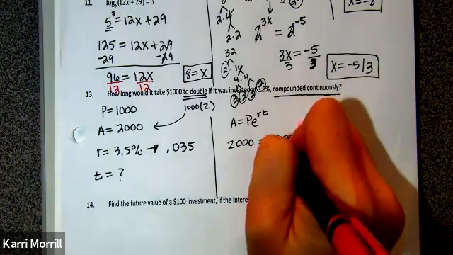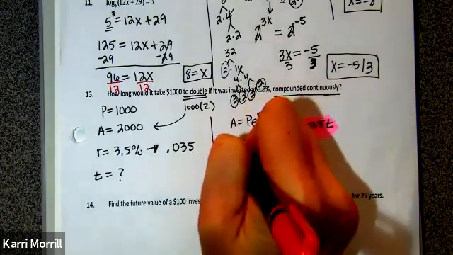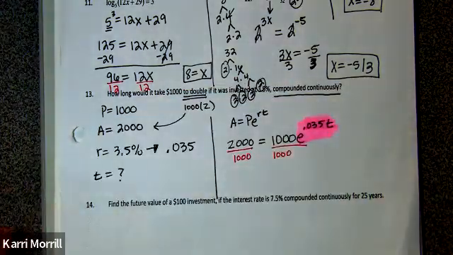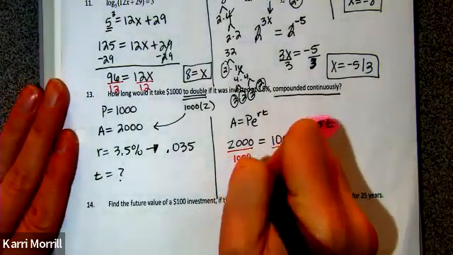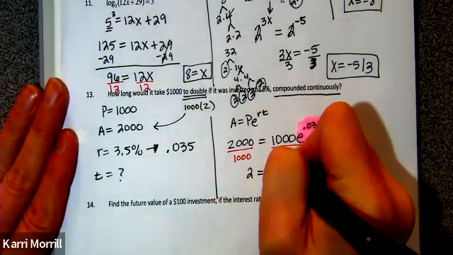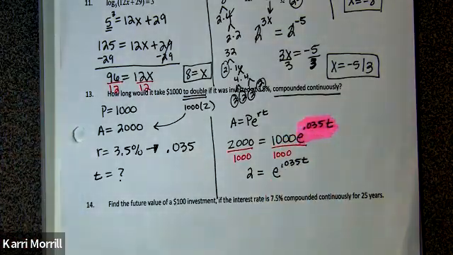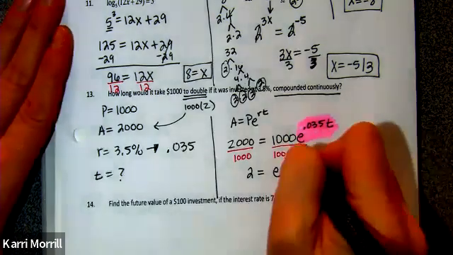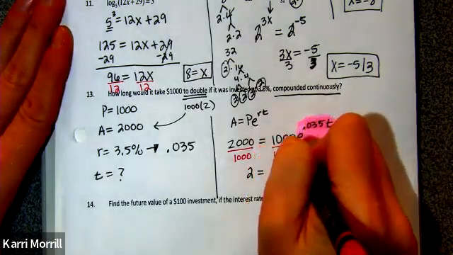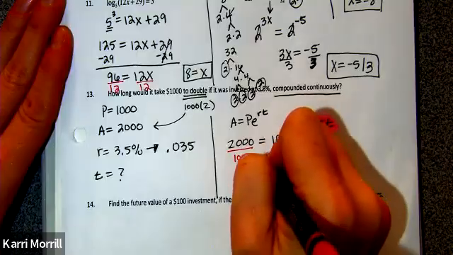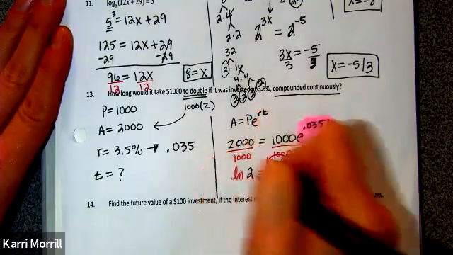Let's divide by 1,000. And since that does divide evenly, I would go ahead and just say 2 equals E to the 0.035T. We did one kind of like it earlier. How do I bring T down? Multiply by natural log. Yes, multiply by natural log.